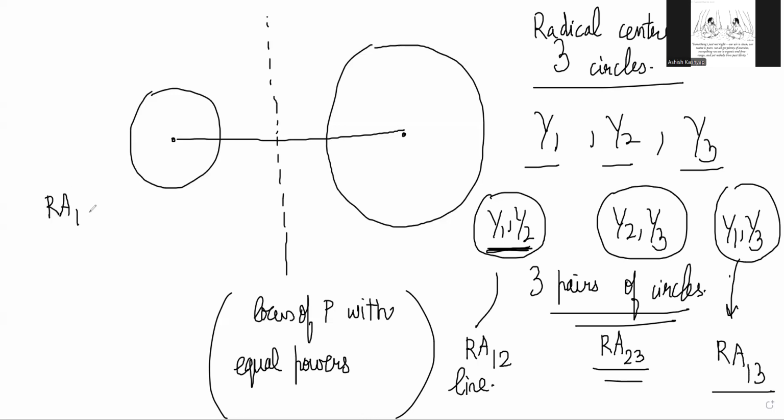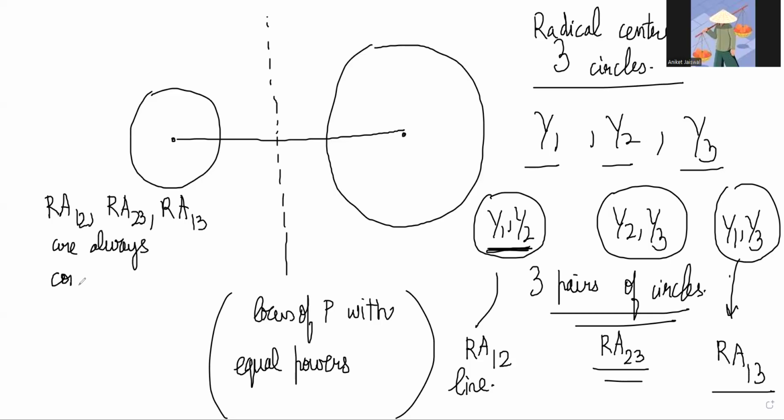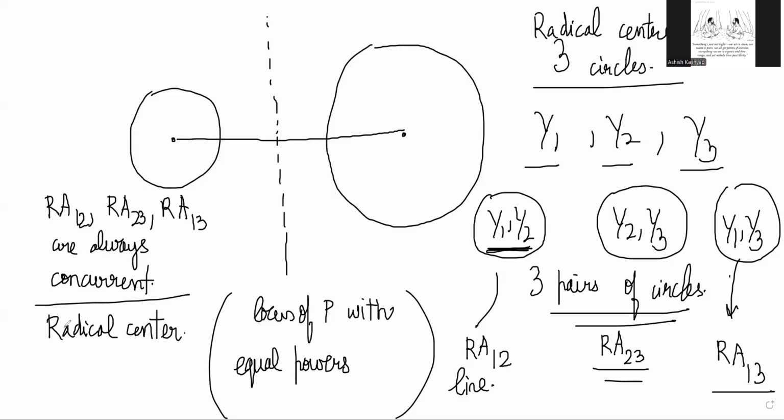The radical axes of pairs of circles out of three circles, RA12, RA23, and RA13, are always concurrent. And that point of concurrency is known as the radical center. So basically, this is a special point. If you have a system of three circles, then the three radical axes that form will always meet at a point, and that point has equal power with all three circles.